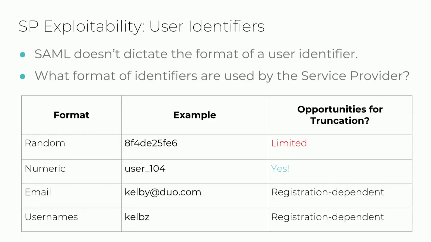Other identifiers such as email addresses and usernames are a bit more dependent on how accounts are registered. And since account registration is more of a function of the identity provider, I'll discuss that a bit more when we get into the IDP exploitability part of this talk.